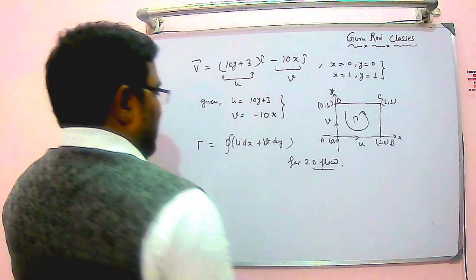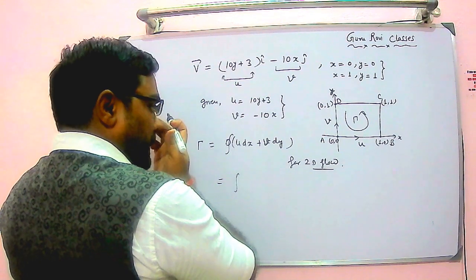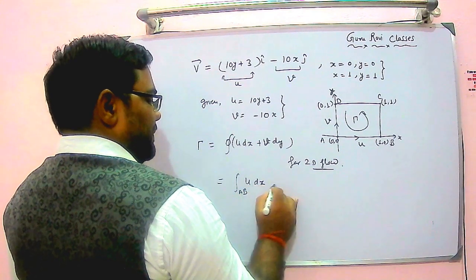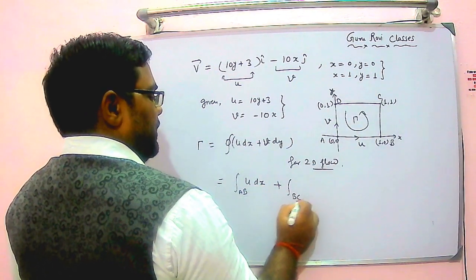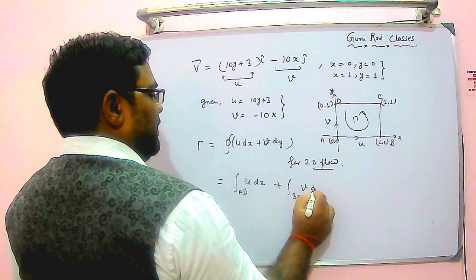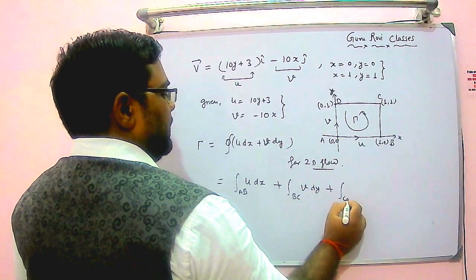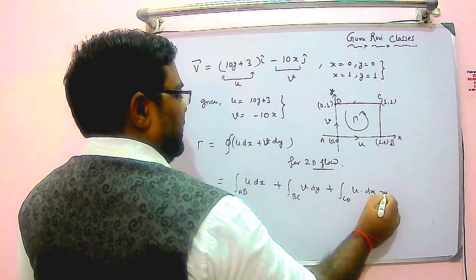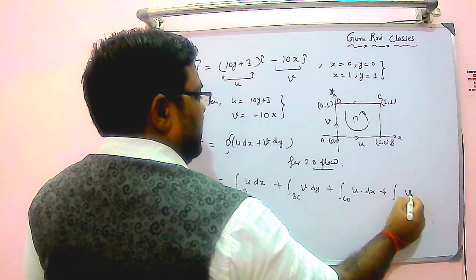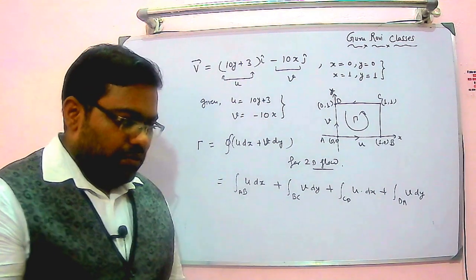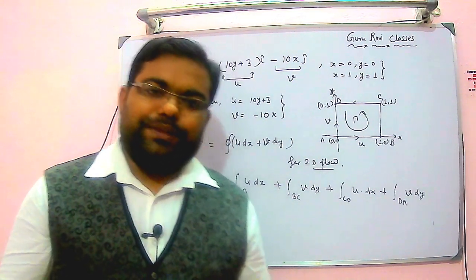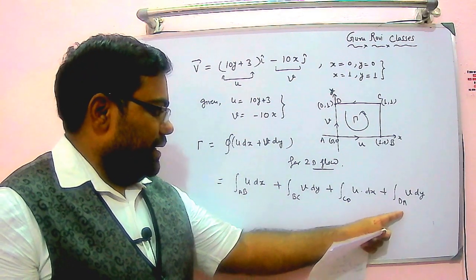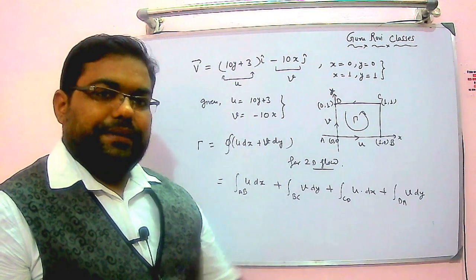So I can say cyclic integration along AB. Along AB only u is there, u dx. Along BC only the vertical component is there, v dy. Along CD again u will be there, u into dx, and along DA, v dy. The sign convention we will consider as per the limits when we are putting the limits. Just we have seen here AB, BC, CD and DA.